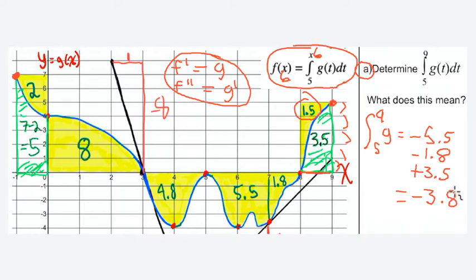Okay, negative 3.8. Now, that's the area under the curve. That's what this calculation is. Okay, that's what it's worth. Now the question is, what does it mean? Well, let's go to the definition of the original question.